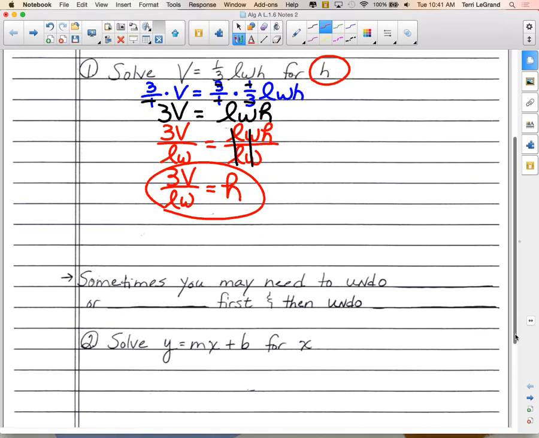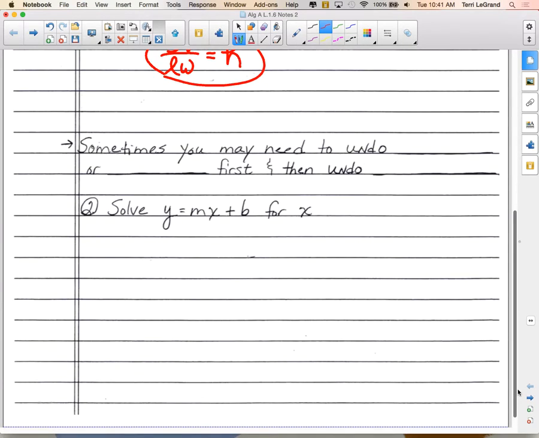So when you're working today, if you see anything that has a fraction, refer to this problem in your notes and see what we did to deal with that fraction first. That's the first thing we want to deal with. Sometimes you may need to undo the addition or subtraction first. Just like we did when we were solving multi-step equations with one variable, we would take care of the addition or subtraction first, and then we would undo the multiplication.